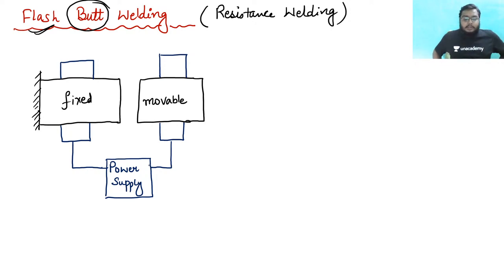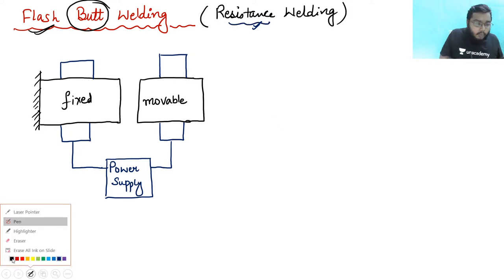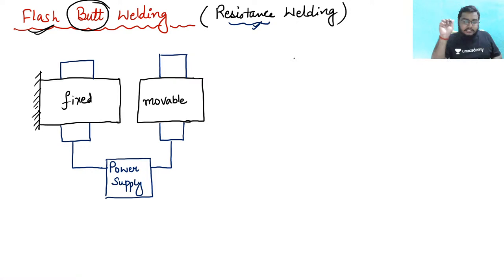Okay. See, basically in flash butt welding, what is flash butt welding? Basically, this flash butt welding is a resistance welding. So what is the meaning of resistance welding? Once you have understood that this is a resistance welding, you must keep in your mind that the current should be in the order of 10,000 ampere to 50,000 ampere. Okay.